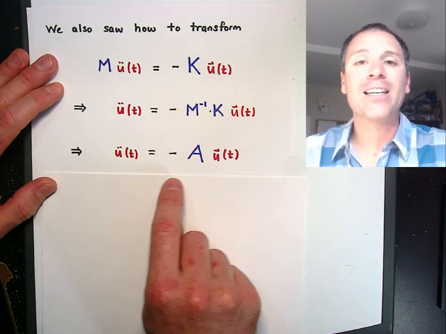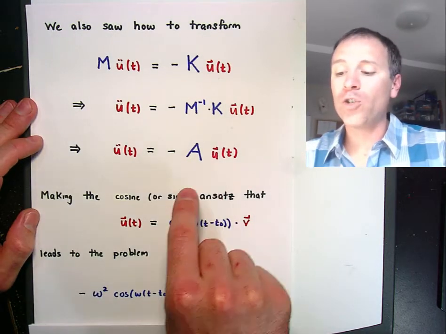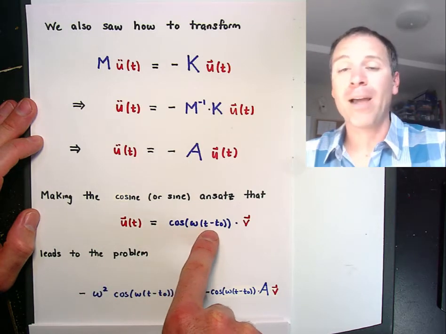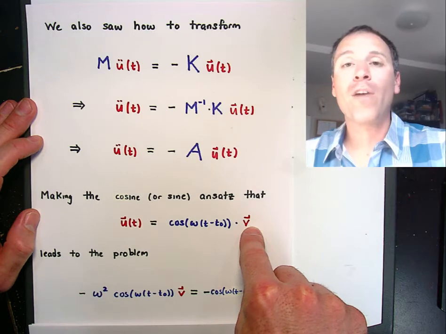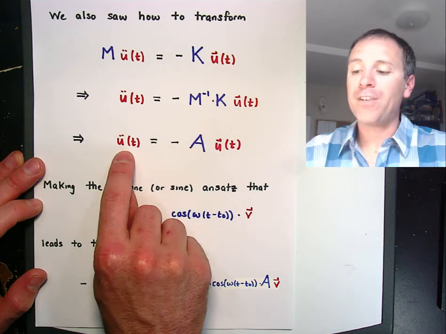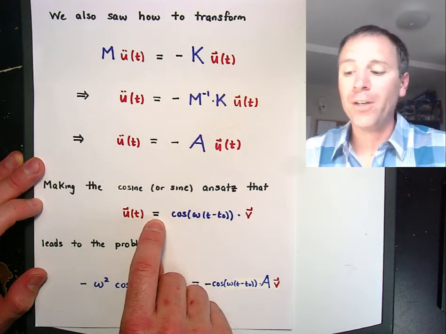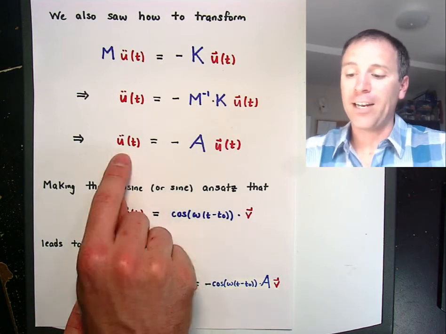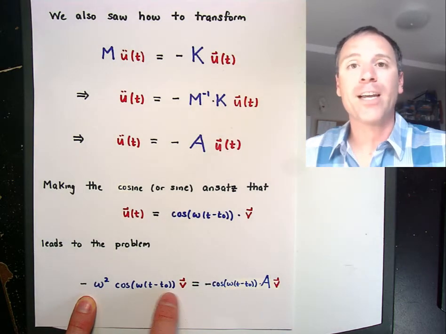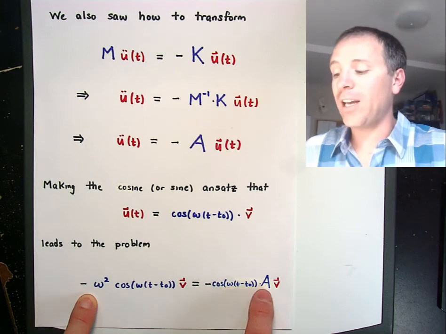This is a classic differential equation, and we use the cosine ansatz. In other words, we say, what if we assume that the displacement vector is cosine of omega quantity t minus t naught times some real valued 2 by 1 vector v. With a little bit of work, we take a look at the left and right hand side of our differential equation with respect to this assumption, and we get something like the second derivative of u is going to be negative omega squared cosine of omega t minus t naught times v. On the right-hand side, we have negative cosine of whatever's on the inside times A times v.